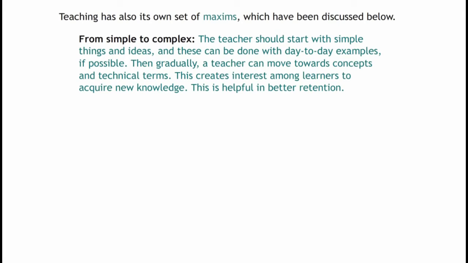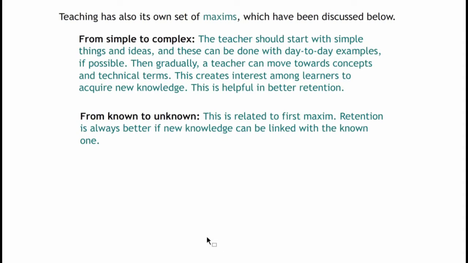The next point is from known to unknown. It is just an extension of the first point. A teacher should give examples of known concepts, then give concepts about unknown subjects. For example, if a teacher is explaining the concept of a black hole, before explaining what a black hole is, the teacher should give examples from the real world which are relatable to a black hole. So from simple to complex, the second point is from known to unknown.